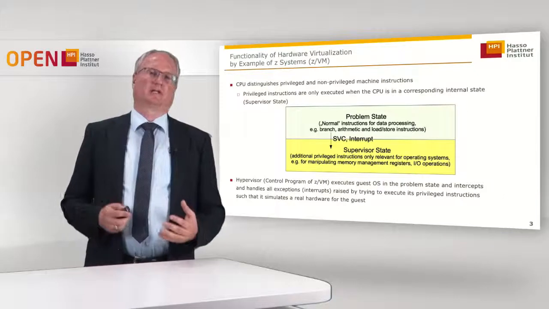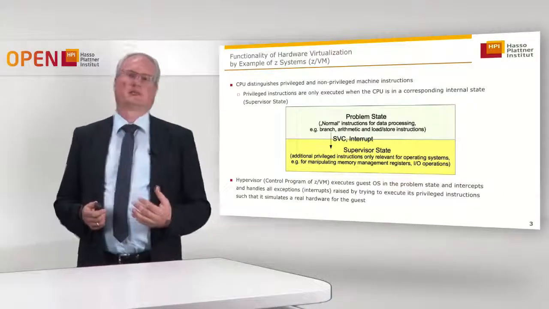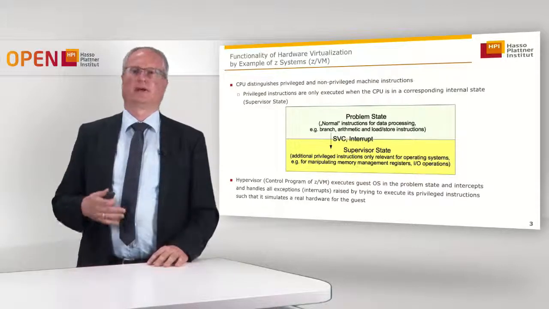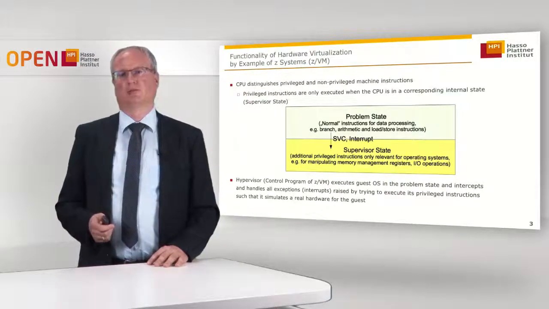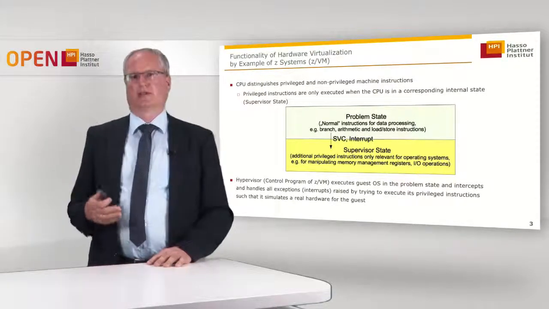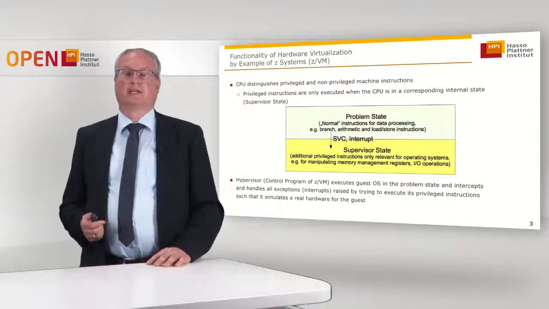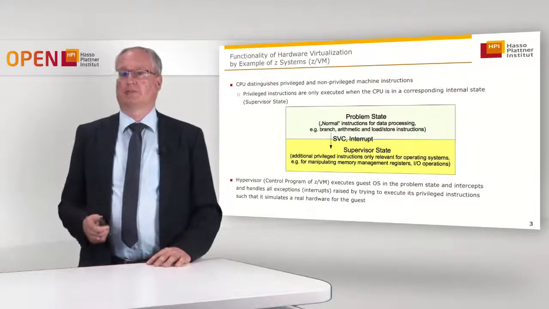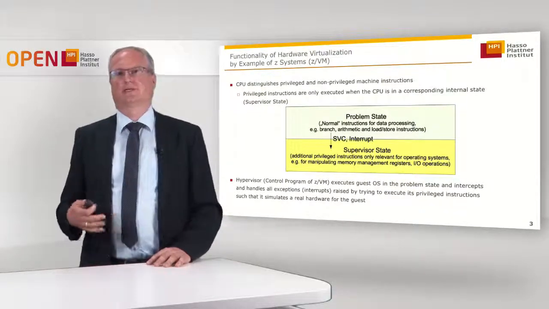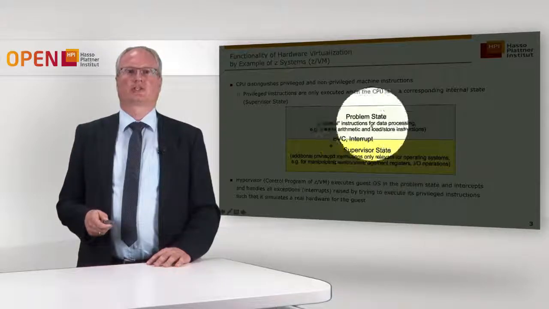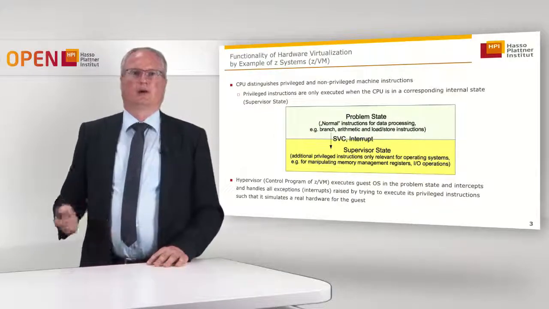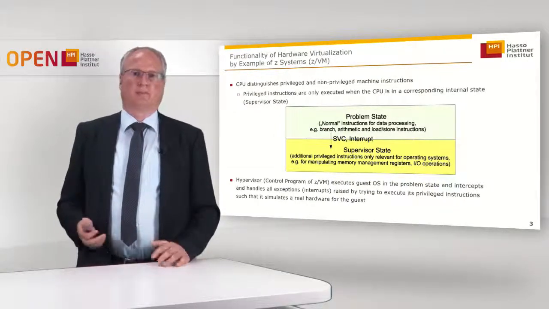What kind of instructions are typically privileged? Privileged instructions typically are all instructions that are needed, for example, to initialize the registers for setting up the virtual memory management, for controlling the CPU itself and so on. So everything that concerns I/O operations, everything that basically an operating system needs to do and not a user program. Whereas in the problem state you can execute all the so-called normal instructions like arithmetic and logic instructions, branching, jumps, and load and store operations, and everything that every program needs to do.